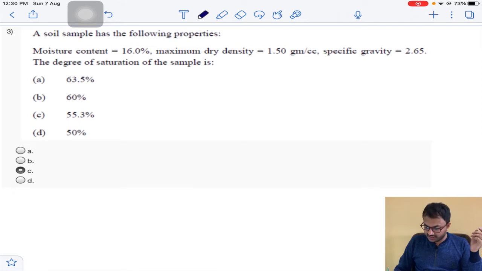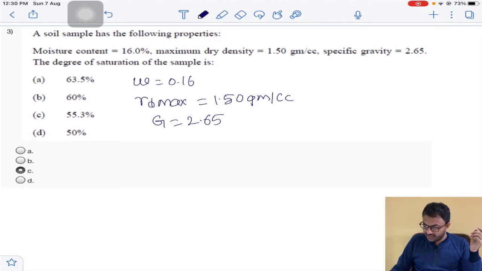And coming to the third question, a soil sample has the following properties. Moisture content w is equal to 16%, I am writing it as 0.16, and maximum dry density gamma d max is equal to 1.50 gram per cc, and specific gravity G is equal to 2.65. He asked for the degree of saturation.